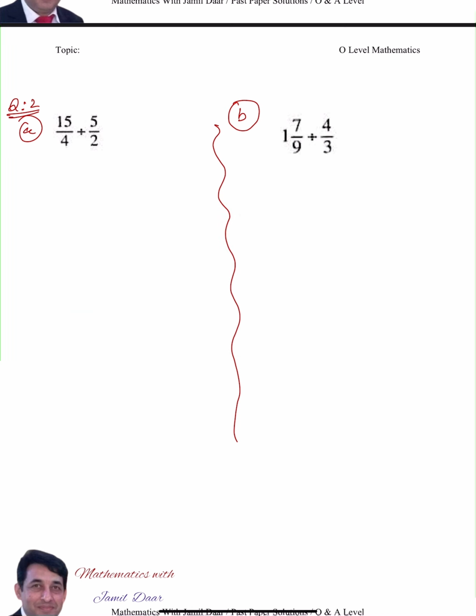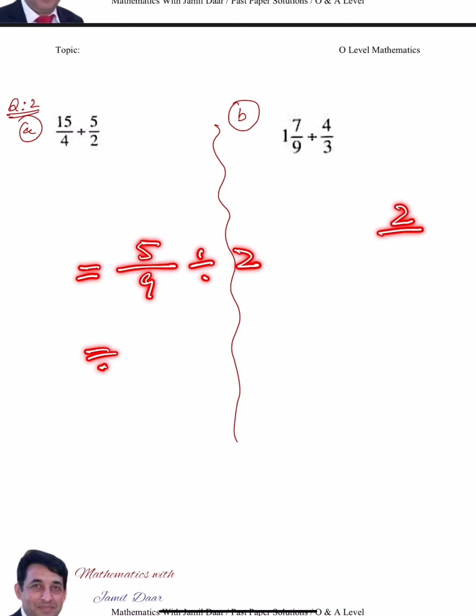Okay, so if it is 5 by 9 divided by 2, what is the reciprocal of 2? 2 has a denominator 1, so 2's reciprocal will be 1 by 2. So when you change the division sign into multiplication sign, this will become 1 by 2. Hope you have understood. Okay, now we'll be doing these.